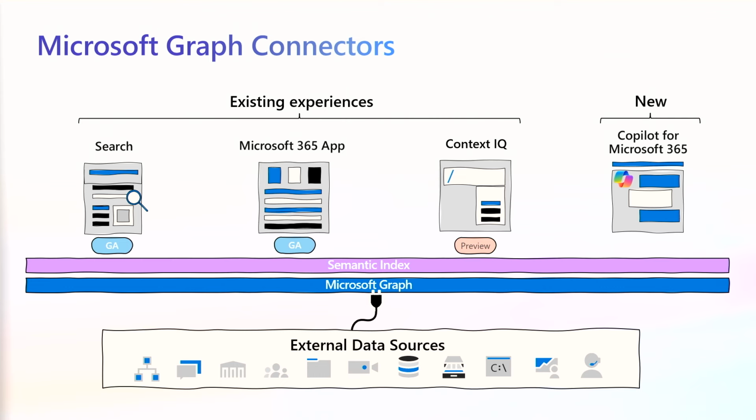We also have the Microsoft 365 app. So if you're looking for content recommendations, or recently accessed files, that's another way that you can go and find that kind of content, not only for Microsoft 365 data, but also for graph-connected content.